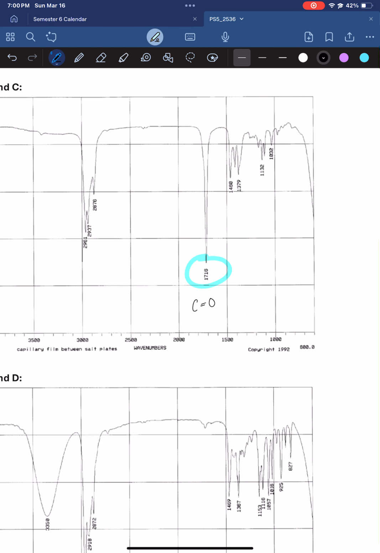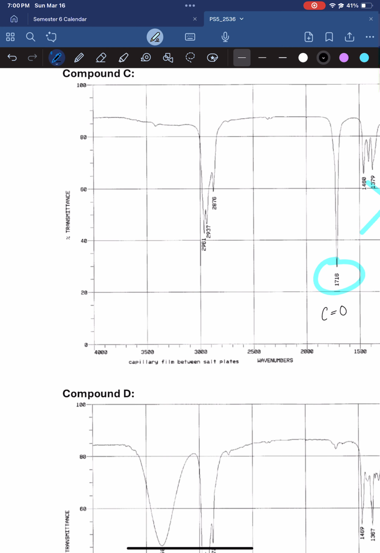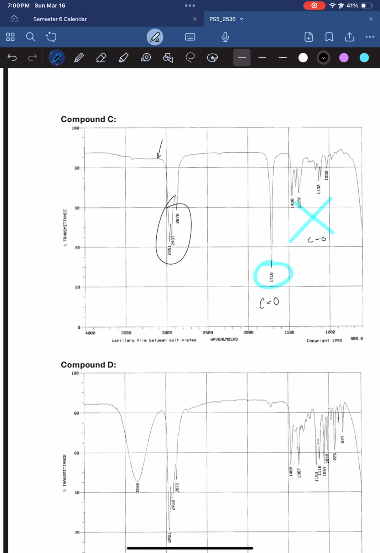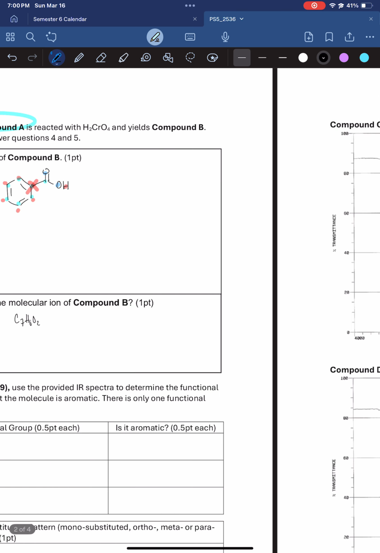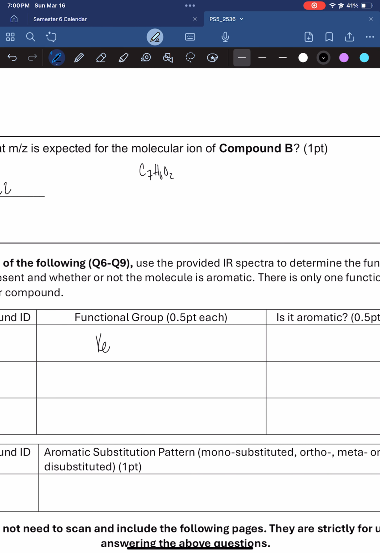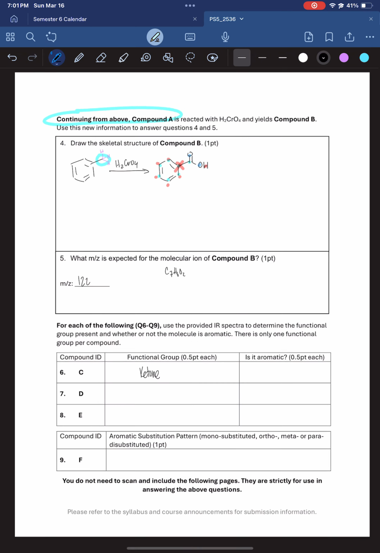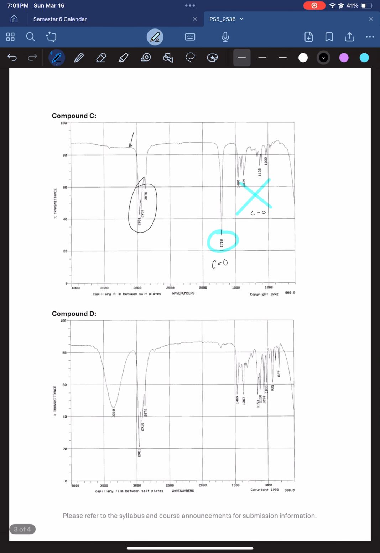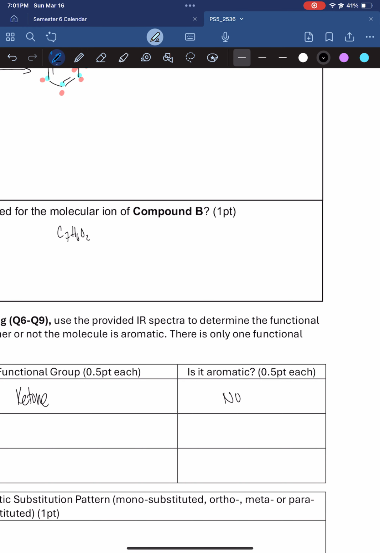We don't really have any major C single bond O peaks here, so we can eliminate several functional groups with that. If we look over here, we don't have a big ugly peak at 3300, and we don't have any peaks poking out on the left of 3000. So it's likely that there are no sp2 hybridized carbons, so it's probably not going to be aromatic. And obviously we have the sp3 carbon hydrogen stretch, so we can likely deduce that this is going to be a ketone. And is it aromatic? We don't have any peaks on the left of 3000, so nope, not likely to be aromatic.